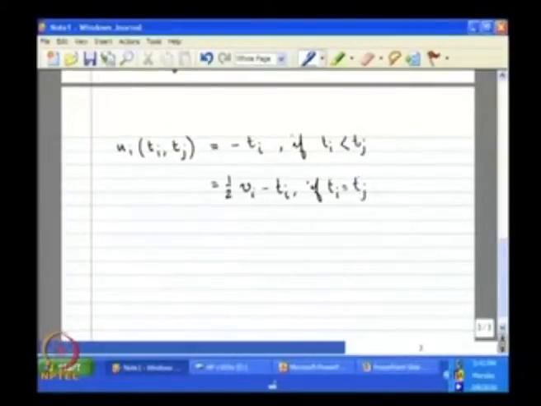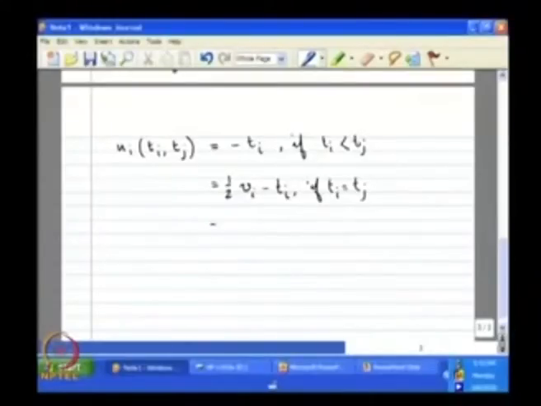So, half the probability that I will get the object, half multiplied by V I is the expected value of the object to me. From that I subtract the time I spent in fighting, that is T I, and I get the payoff.